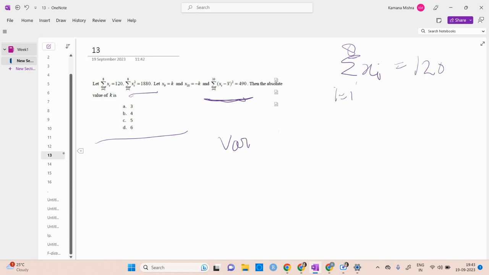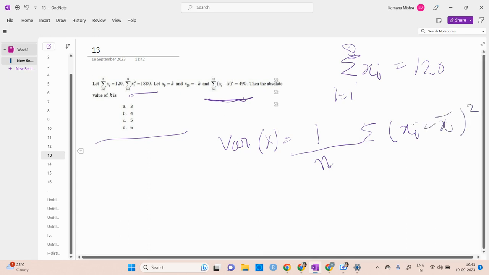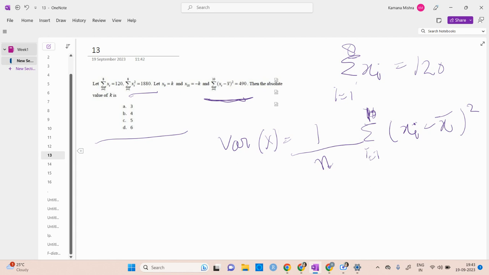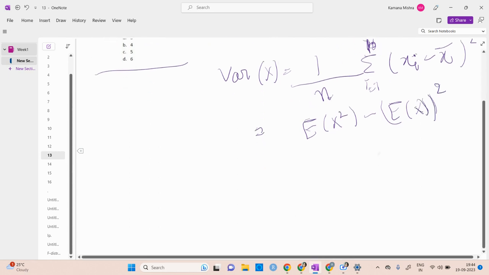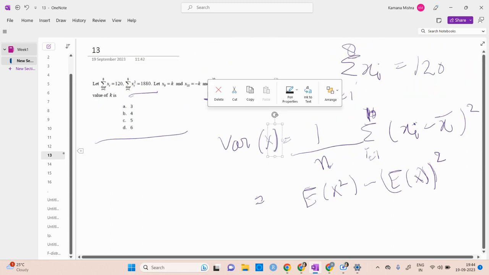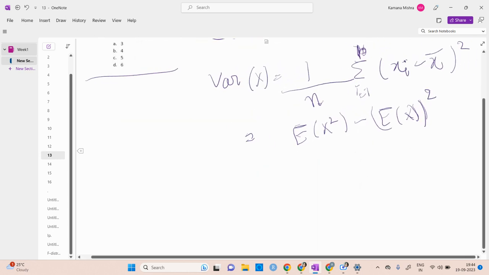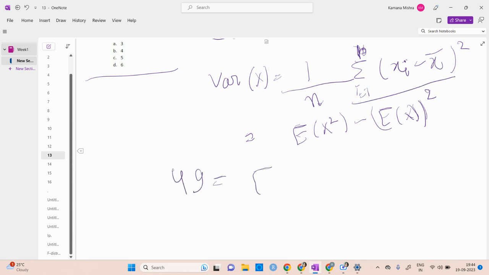Now we know the variance of x is 1 upon n, summation of (xi minus x bar) whole square, i is equal to 1 up to 10. And the variance is also equal to E of x square minus E of x whole square. Its value is given, so we can see that the variance is 1 upon 10 times 490, so this will be 49, is equal to expectation of x square minus expectation of x whole square.